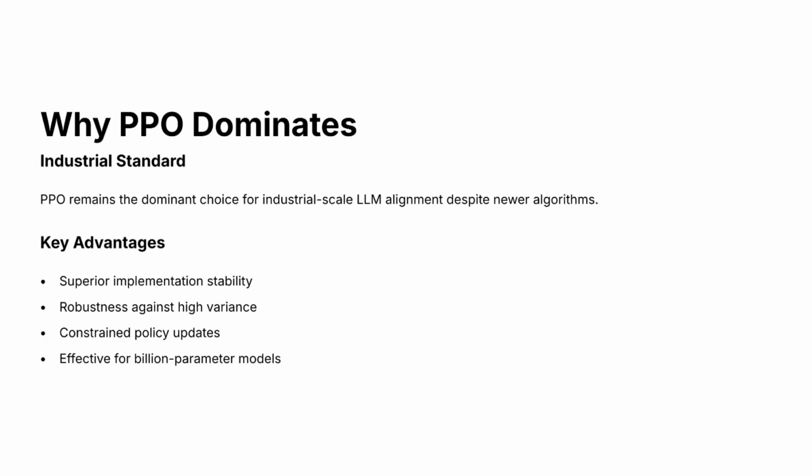It's also robust against high variance, meaning it can handle the noisy, unpredictable feedback that often comes from human preference data. Another key strength is its constrained policy update. PPO uses a clipping mechanism or KL penalty to ensure each update stays within safe bounds, keeping the learning process smooth and predictable. And importantly, it scales well, making it especially effective for billion-parameter models.